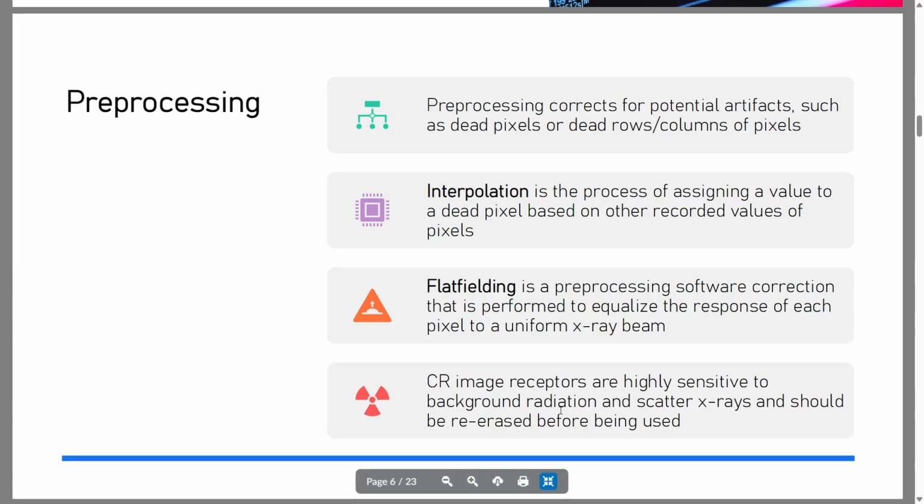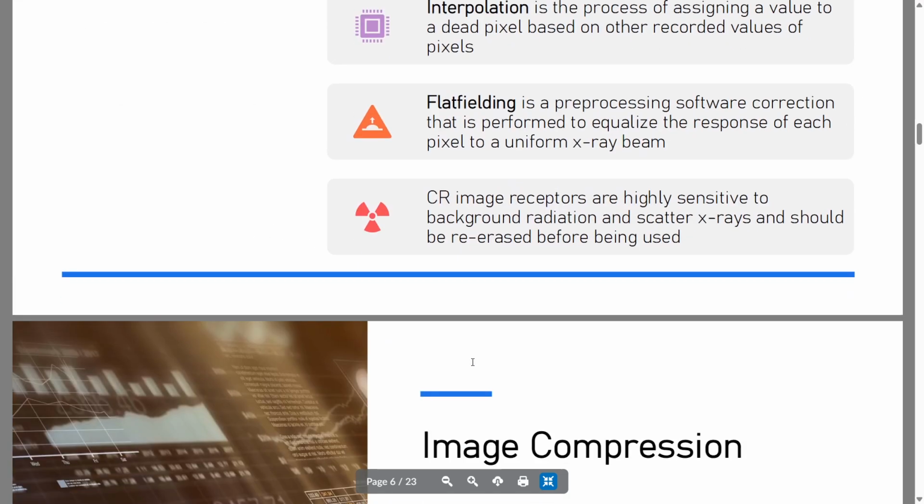As far as CR image receptors, like the ones in the practice lab, the cassettes, they're much more sensitive to background radiation and scatter and need to be re-erased before being used so that you don't get those ghost artifacts.